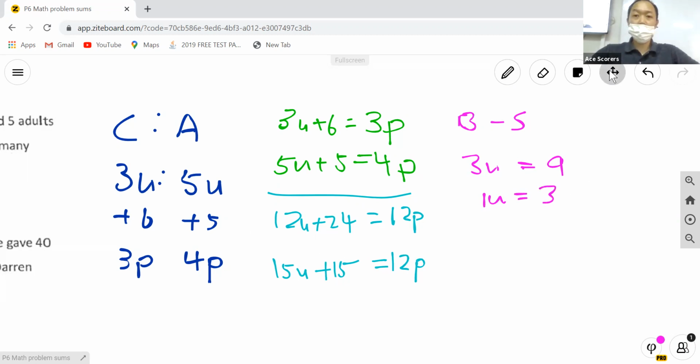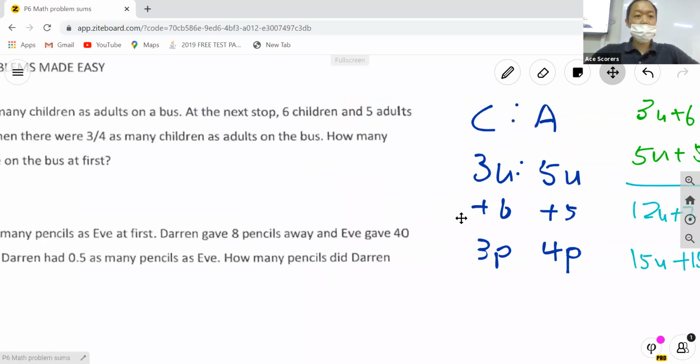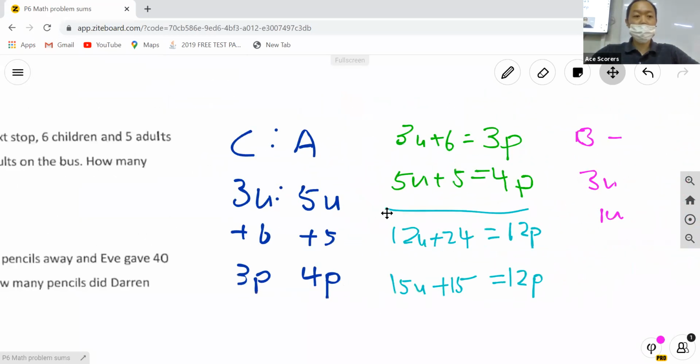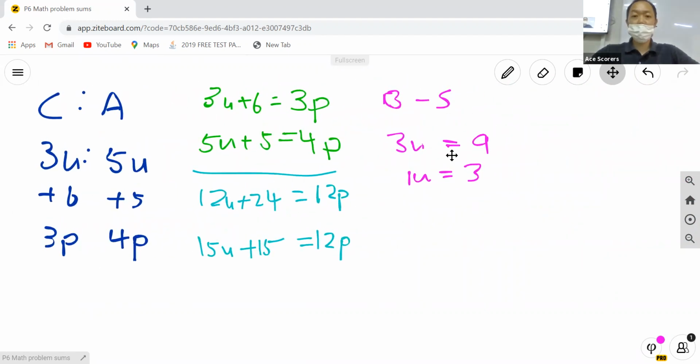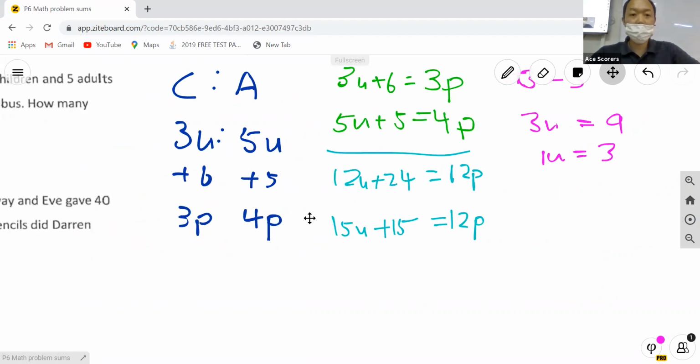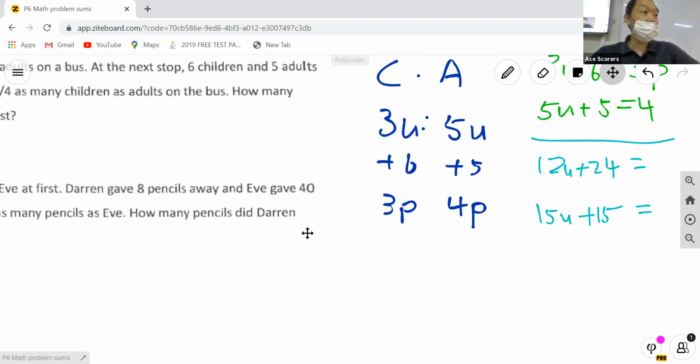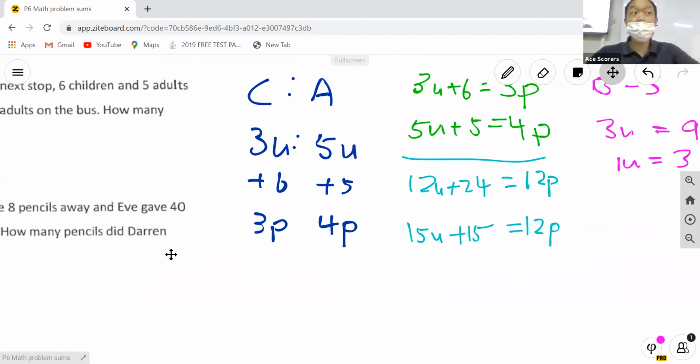Okay, now what's the question? How many children were there at first? So it's 3 units. So it's 9. That's it. Okay. Is it straightforward? Easy? Yeah, you understand how to do it? It's pretty fast. So is it okay, Kenny? Do you need to copy? Do you need to copy this?